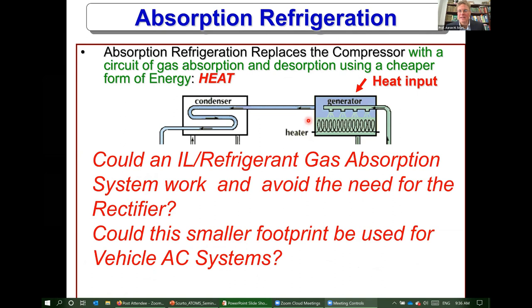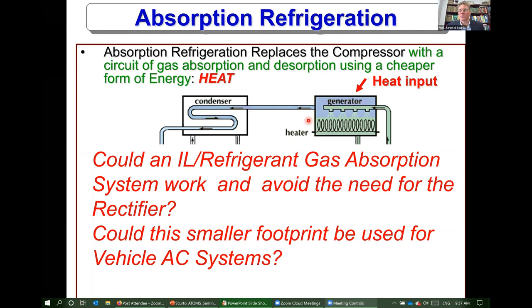So we were wondering, can an ionic liquid solvent, where we don't have to worry about the volatility, overcome this need for a rectifier? And can we possibly shrink this footprint to be able to use this in vehicle air conditioning systems? We were working with a local Department of Transportation research center looking at this possibility of making this work in cars. Why? Because for every air conditioner in a vehicle, an extra barrel of gasoline, not just a barrel of oil, an extra barrel of gasoline, is used just to run your vehicle's air conditioning system.